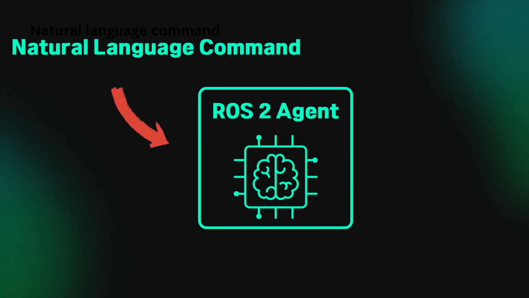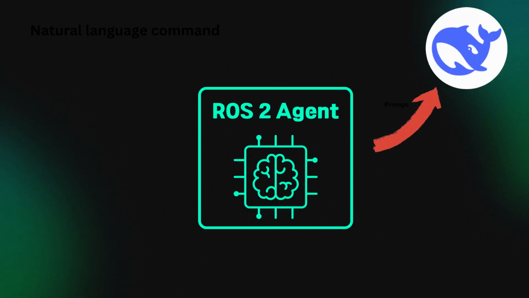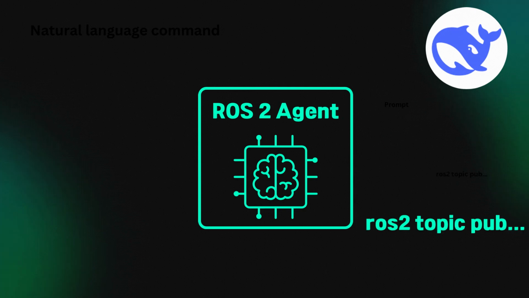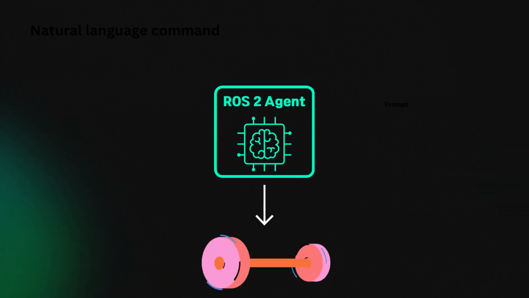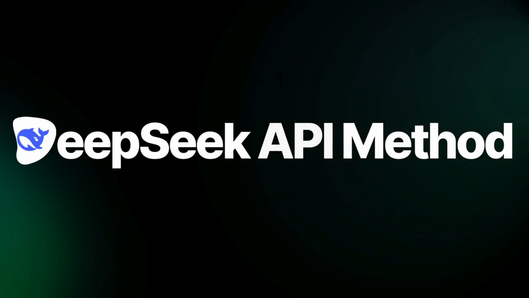First, the agent receives a command like move forward or move backwards through natural language input. Then the command is inserted into a detailed prompt with more context to help DeepSeek generate a well-structured command. Then the prompt is sent to the DeepSeek V3 API. Then DeepSeek responds with the ROS2 command. Afterwards, the agent will verify the command structure and execute it, resulting in the robot wheels moving.